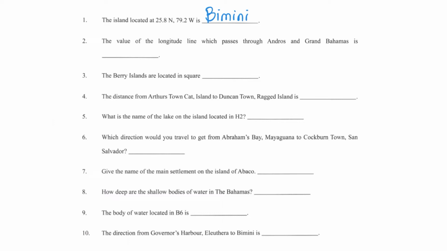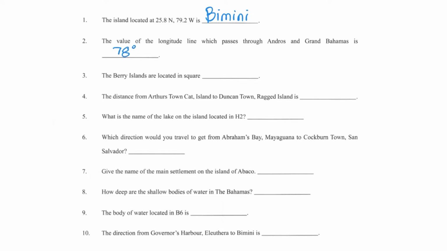The next question says the value of the longitude line, which passes through Andros and Grand Bahama, is. So we're looking for a line of longitude, and as you know, those lines run from north to south. And this line has to run through both Grand Bahama and Andros. And so first we're going to locate Andros and locate Grand Bahama. There's Andros, there's Grand Bahama, and there's the line. And so that line that runs through both of those islands is 78 degrees west.